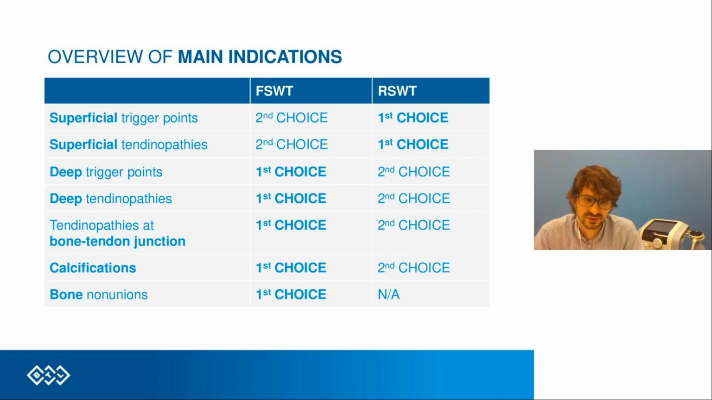For calcifications, in general, the focused shockwave device is superior to radial shockwave because of its ability to provide higher energies and also the ability to aim. And for bone unions, as I mentioned, focused shockwave is the only one that is currently being used.